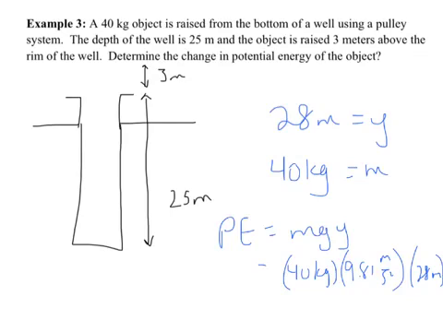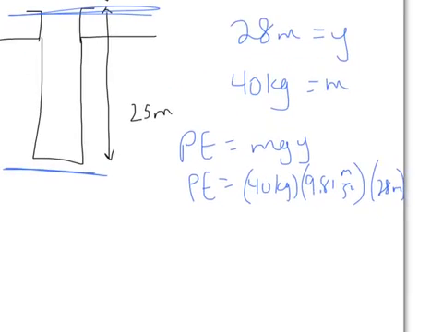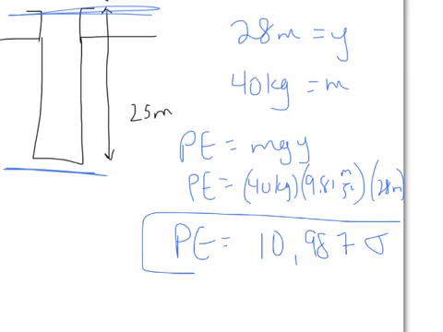Notice the amount of energy that will be involved in this problem will be positive, because the change in potential energy goes from no energy up to some level. We're moving vertically. So y happened to be positive, and therefore our change in potential energy is also positive. You'll get a value of potential energy in this problem of 10,987 joules approximately.